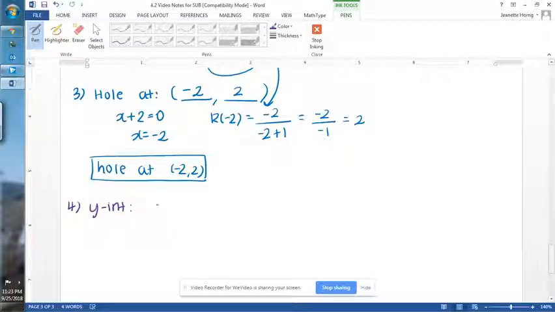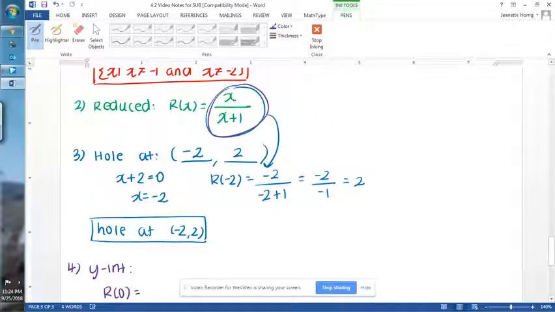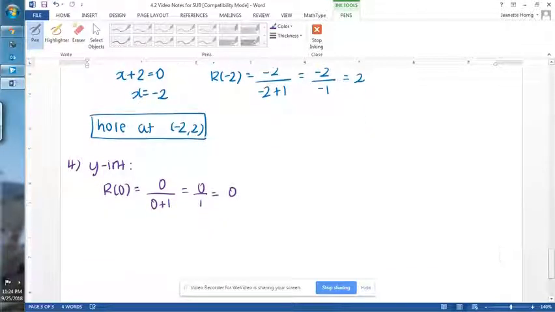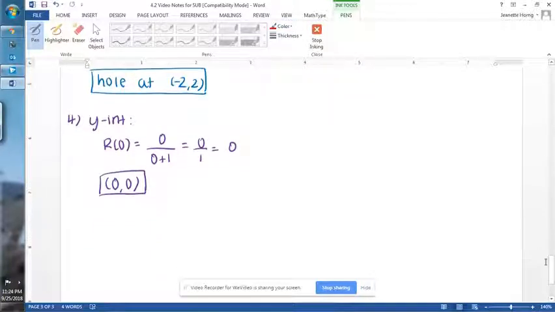Our next step is to find the y-intercept. Recall that's when you put in 0 for your x. I'm going to use my reduced equation again because it's going to be easier for me. If I put in 0, I get 0 over 0 plus 1, which is 0 over 1. It's okay to have 0 in the numerator, which means I have a y-intercept at 0, 0. You'll also notice that this happens to be an x-intercept as well, but I'll show you what that looks like when we solve for the x-intercept, which I believe is our step number 5.